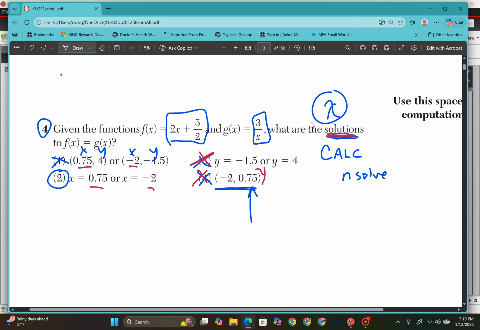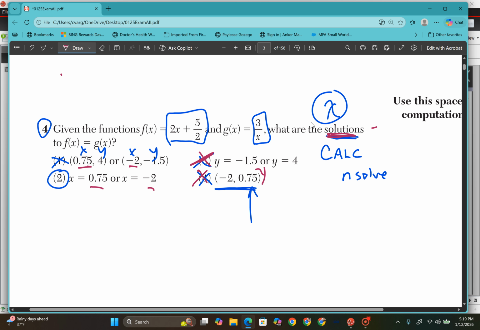If I said I have Y equals X plus 3 and Y equals 2X minus 6, let's say, and you're looking for solutions and you actually have the Y, then you have to put that down. You have to put that as part of your answer. But if it's just asking you for solutions, let's kind of talk about this real quick.